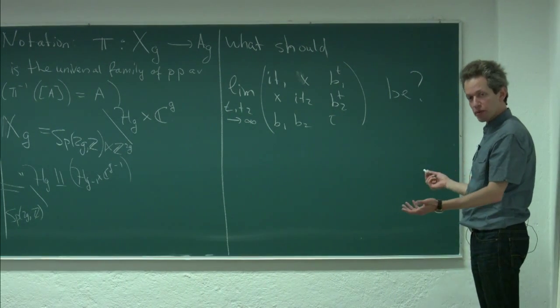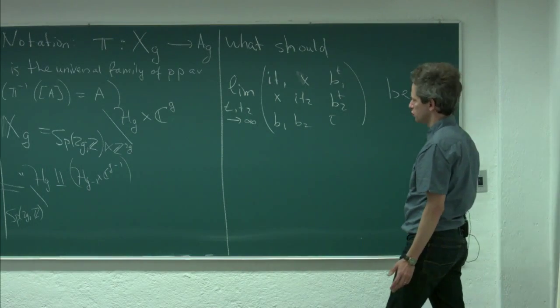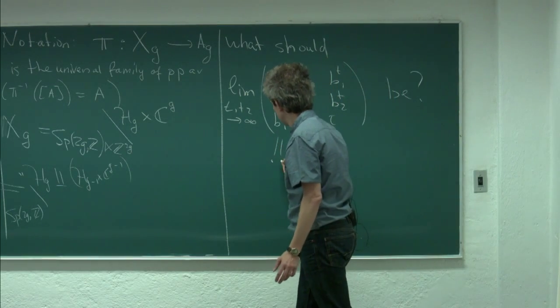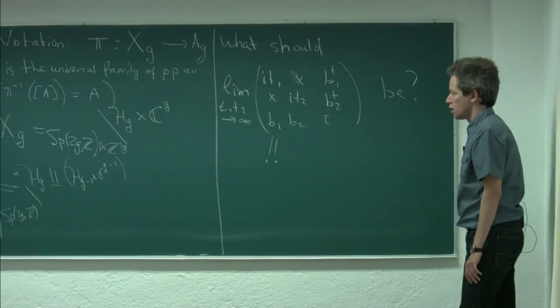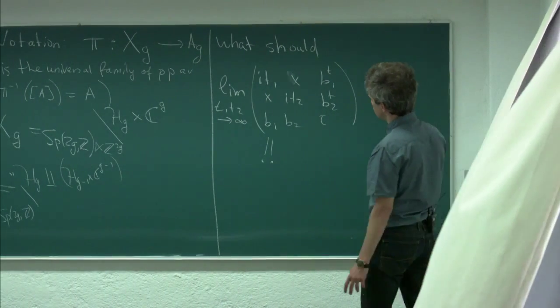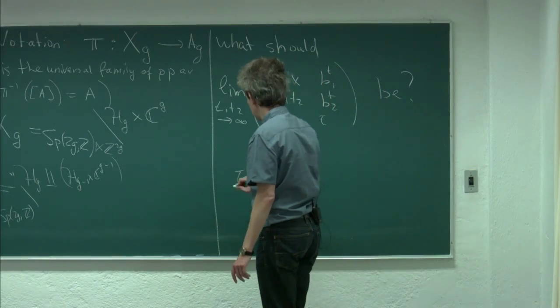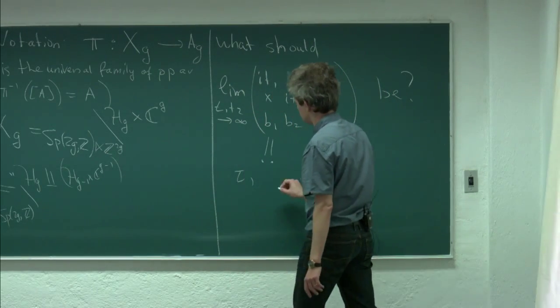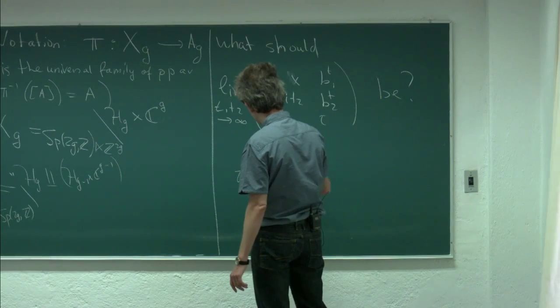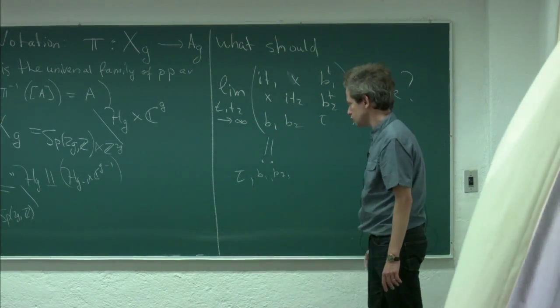Because this is also a family in the Ziegel upper half space, and I would like to say that the limit of this is something interesting, right? And what interesting thing could it be? Well, I should be trying to keep track of as much data as I can. So I certainly should take tau, B1 and B2, right?